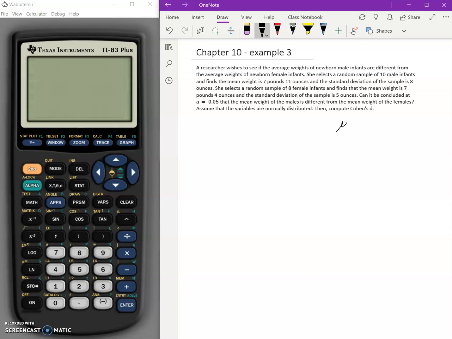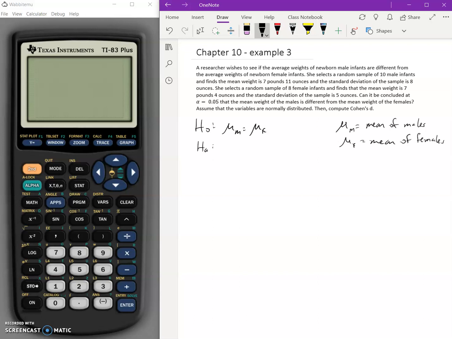So we could say mu sub m, this would be the mean of the males, and we can use, say, mu sub f, and this would be the mean of the females. So we can indicate what our subscripts will be. So we have our null hypothesis. This says that these two are going to be equal to each other, that there's no difference between the weights of these two.